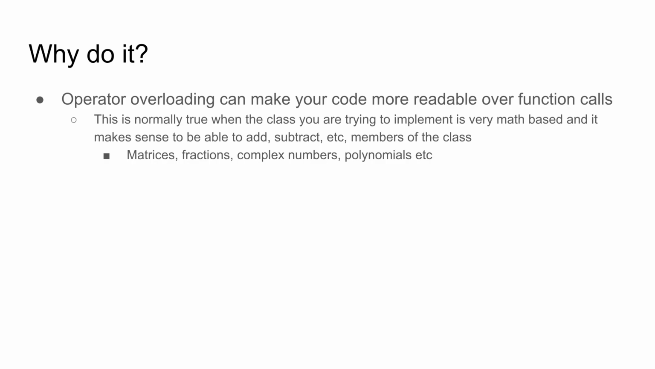One reason why we might want to do it is it might make your code a little bit more readable over having to do function calls, and a little bit nicer to write. This is really useful for mathematical types, such as matrices or complex numbers or polynomials, right? I want to be able to do matrix plus matrix, matrix times matrix, instead of having to do m dot add some other matrix. It just reads a lot more naturally when you're able to do that.